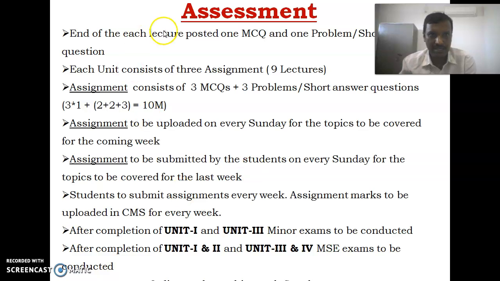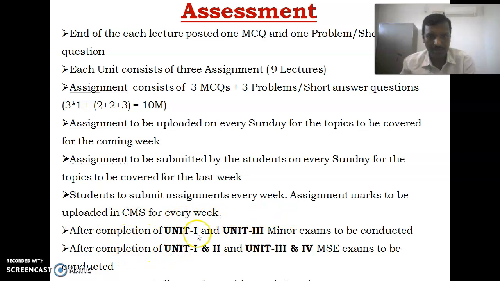At the end of each lecture I post one multiple choice question and a short answer problem, and each unit consists of 3 assignments. Every 3 sessions there is 1 assignment. There are a total of 9 lectures for each unit, and the assignment is to be uploaded every Sunday for the topics to be covered in the coming week. Suppose I start the new lecture from Monday onwards; before that I will upload the assignment, and students also submit the assignment every week after completion of the 3 sessions. The assignment marks will be uploaded in the CMS every week.